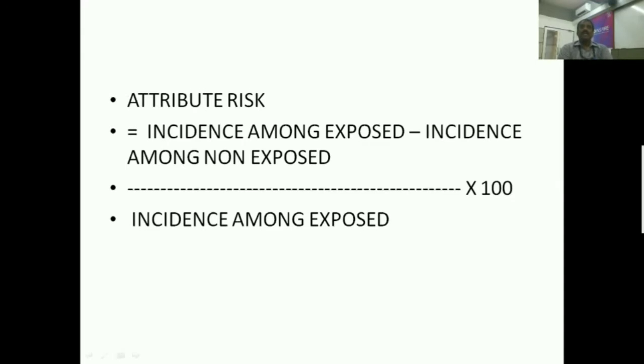Next one is attributable risk. Attributable risk is incidence among exposed to a disease minus incidence among non-exposed to a disease, divided by incidence among exposed, into 100. And finally, we are going to get this one, which is known as attributable risk.